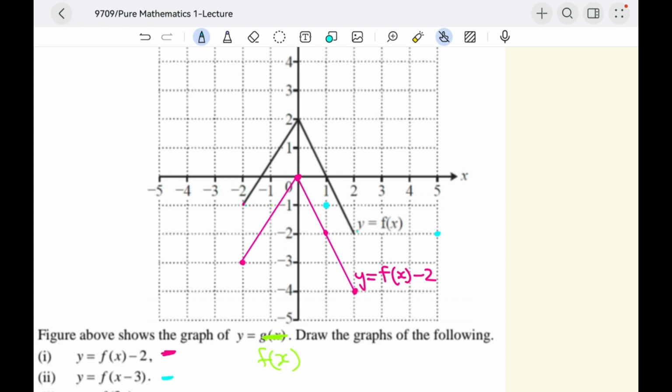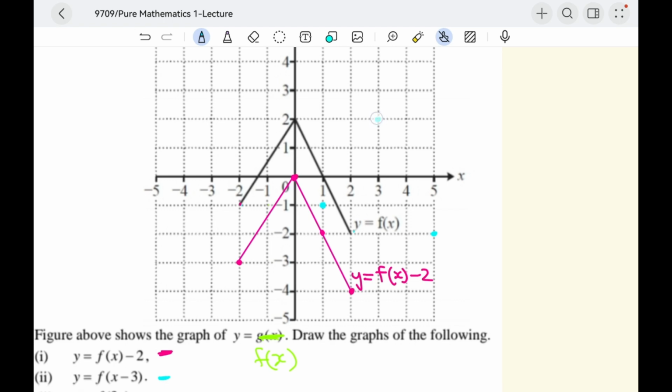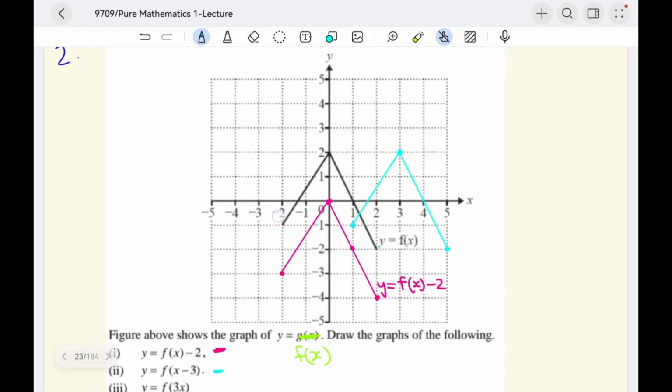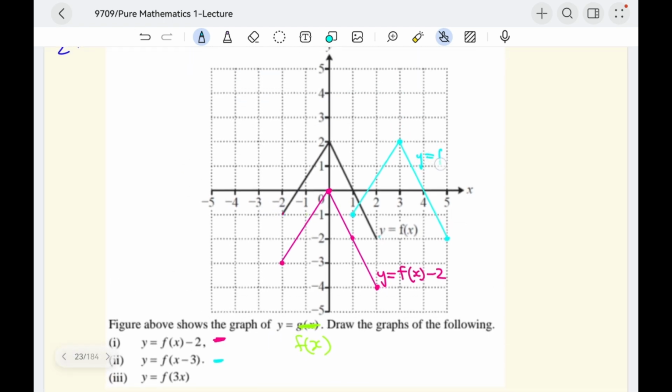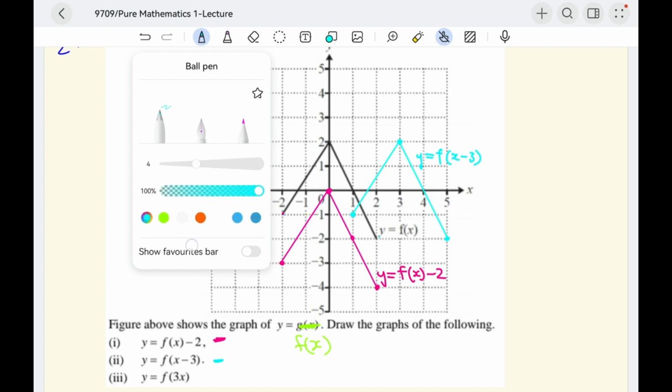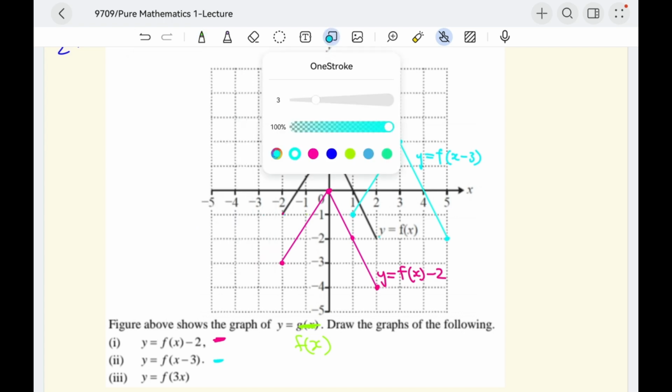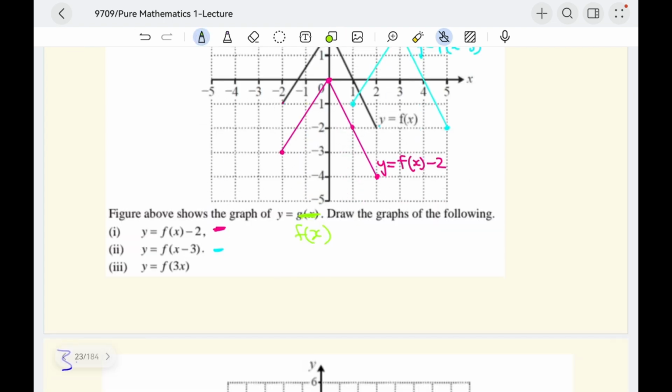So for the second part, it only involves a translation. And you just move it. So your graph will look like this for the second part, which is y equals f(x minus 3). There you go. Okay, let's change to a different color to do the third part.